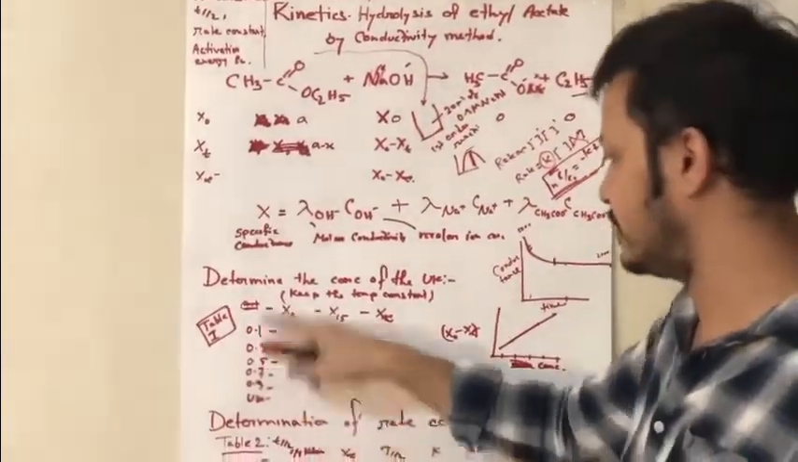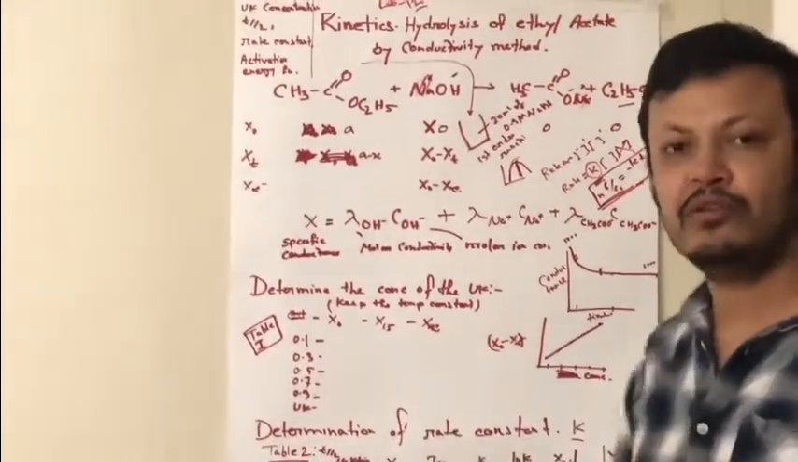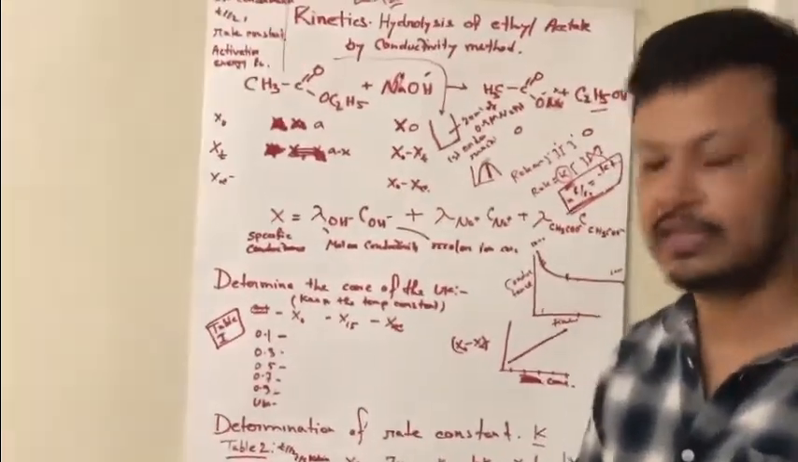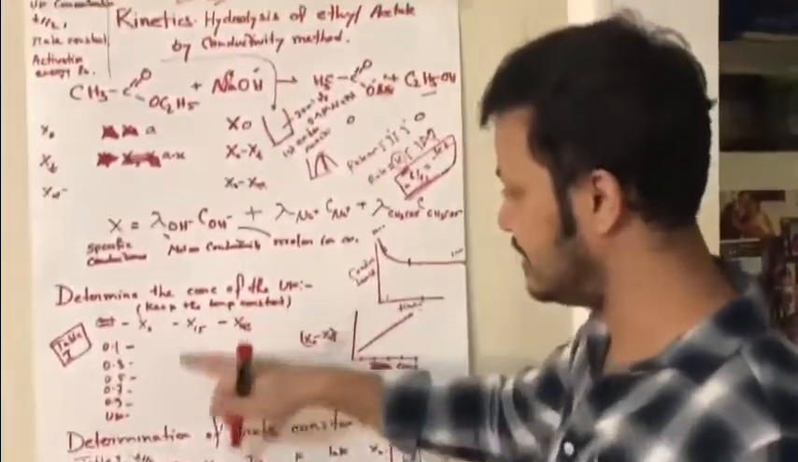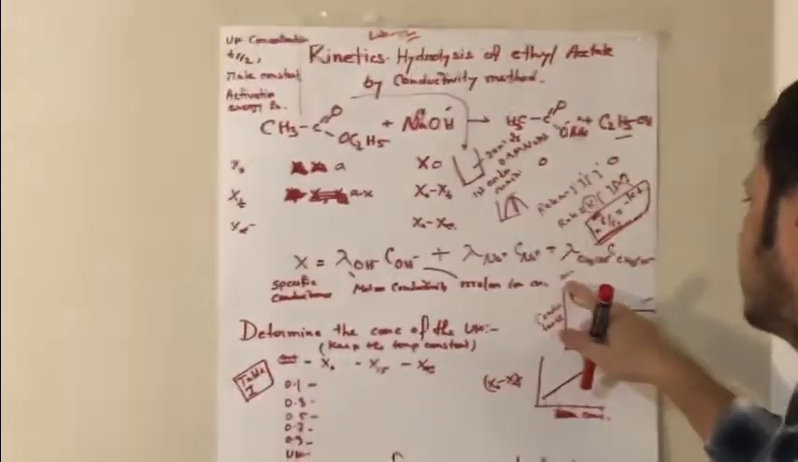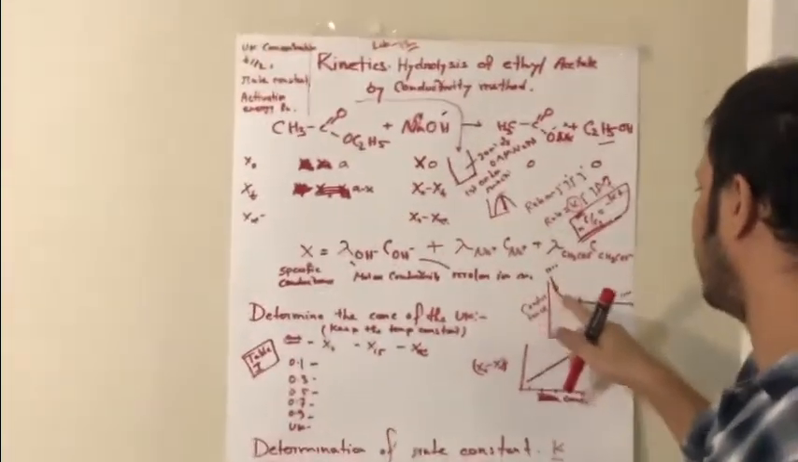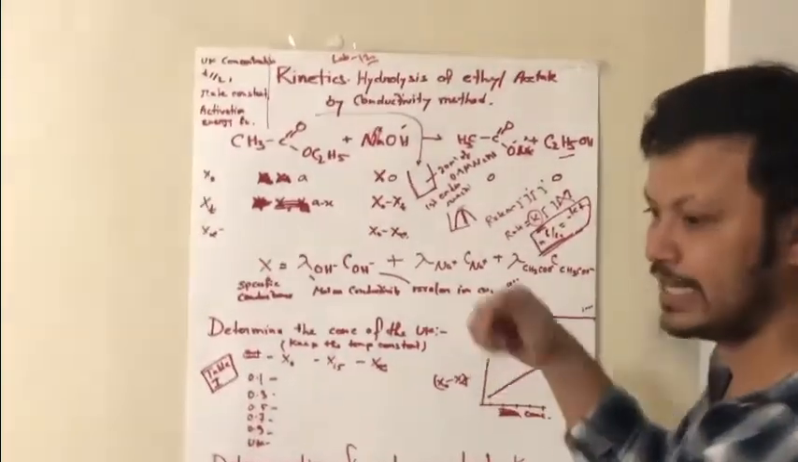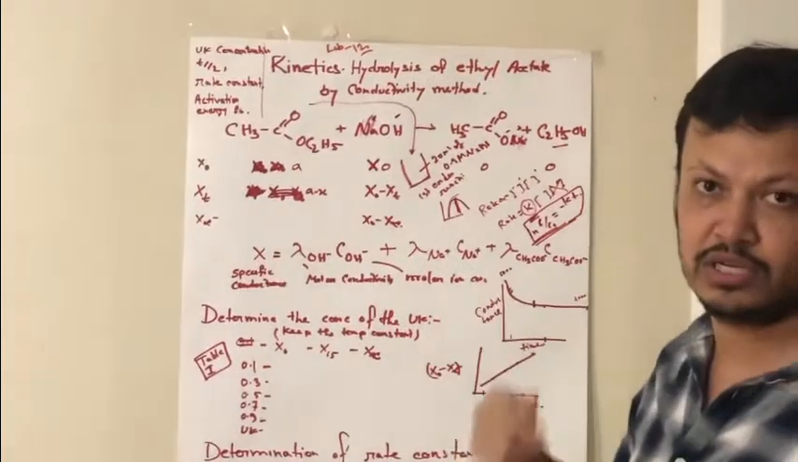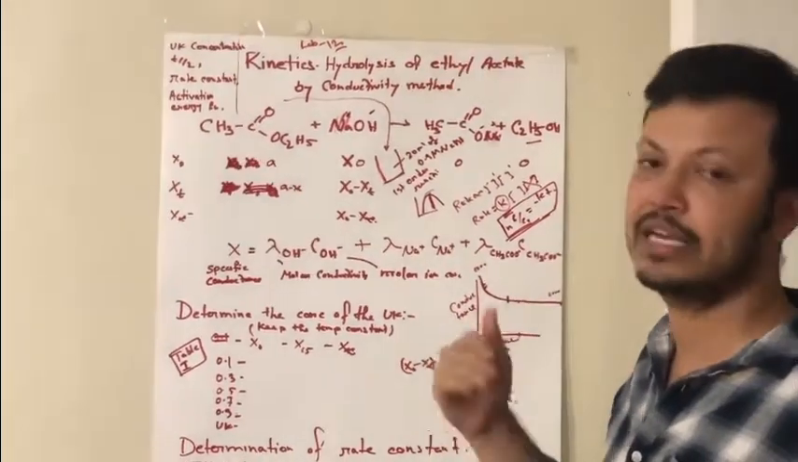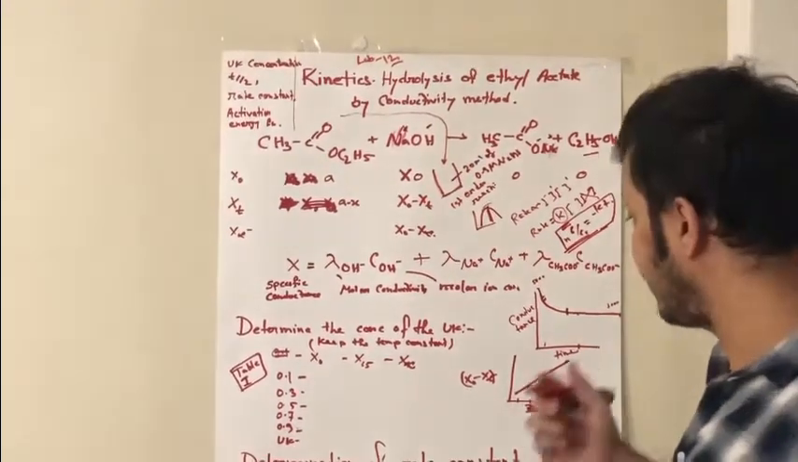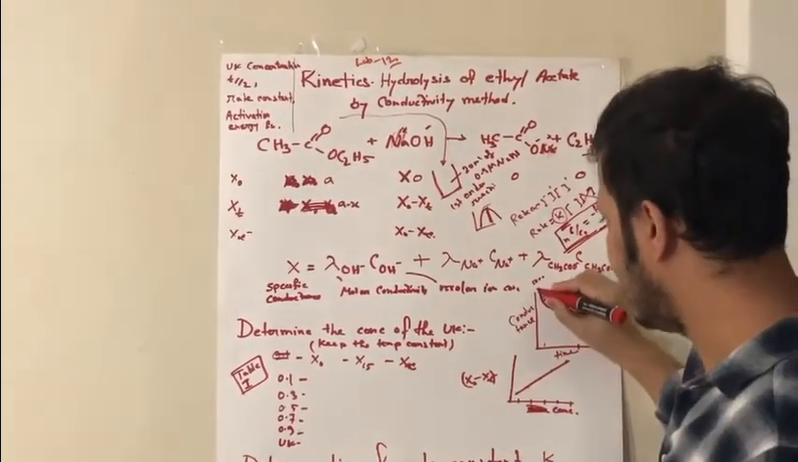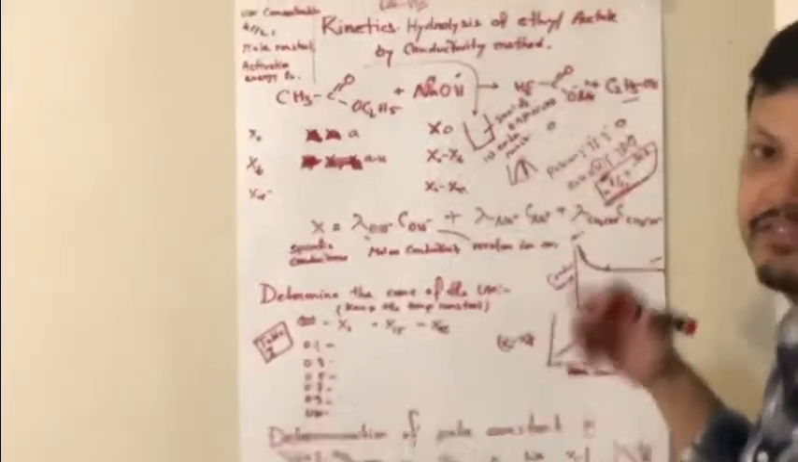In the first one, before adding, we have to find out the conductance. Suppose before adding, the conductance is 5000. I will give you this in the data. Then we keep stirring the solution, and you have to take the reading continuously for at least 15 minutes. Why 15 minutes? Because the half-life time may fall in between, so you have to run it for 15 minutes.